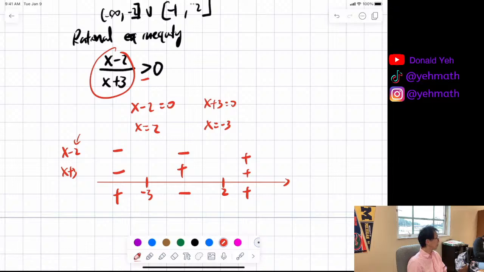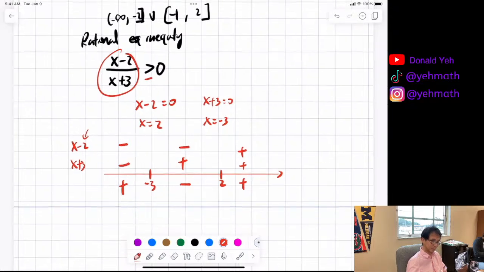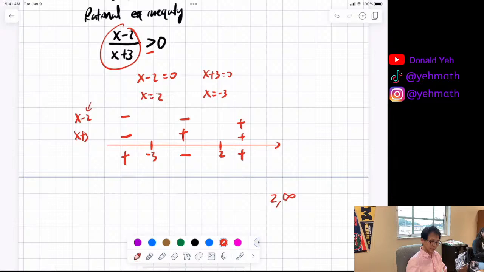What did you say, Austin? Bracket 2 to infinity. That's one of them. Good. What else? Negative infinity. Parentheses, negative infinity, then the bracket. It's actually parentheses on both. Ah, you're awake at the right time. Negative infinity to negative 3.